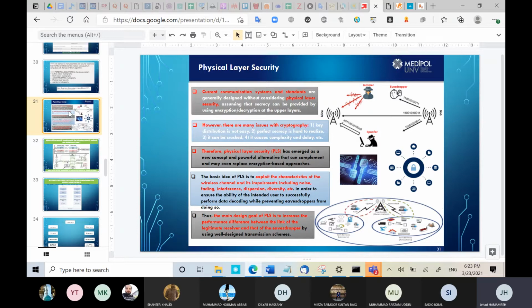So the current encryption algorithms, we already discussed that they can be hacked and they cause complexity, delay, signaling overhead, throughput reduction, and too much power consumption.